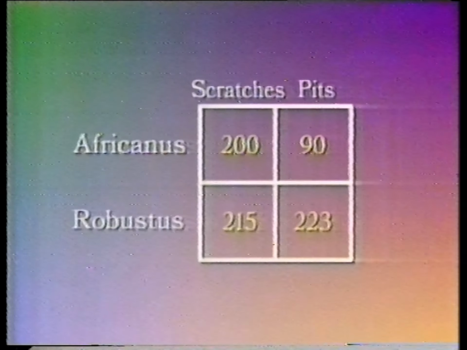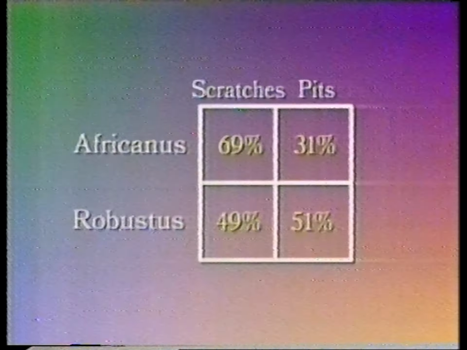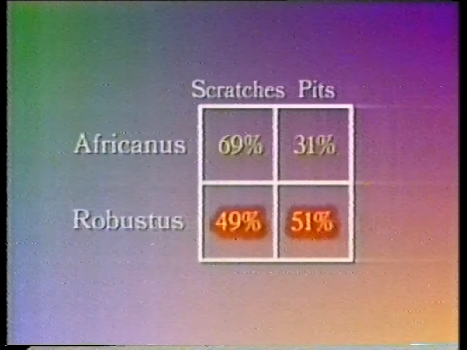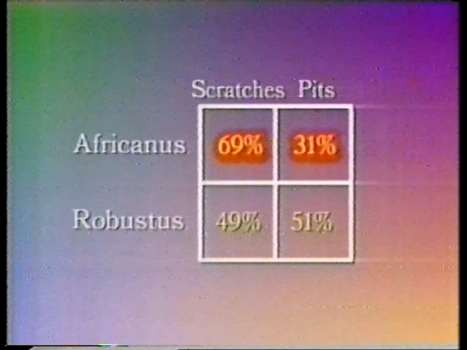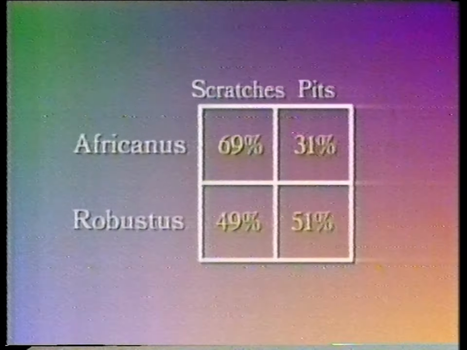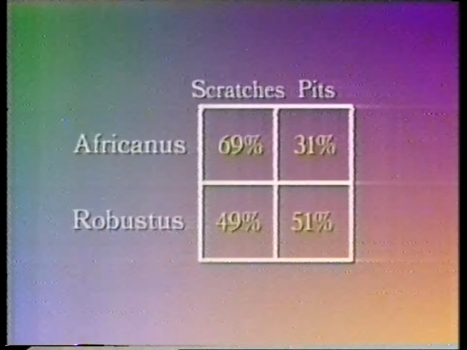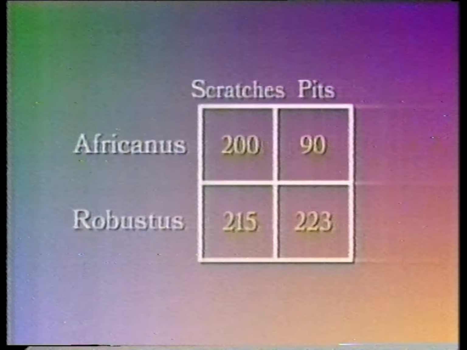To see how the species differ, let's convert the counts to percents for each species. In this case, the proportions show that robustus had roughly equal numbers of pits and scratches, while africanus had distinctly more scratches and fewer pits in its teeth. Looking at the percentages gives us a good overall feel for the data, but for the inference procedures we're about to learn, we need to work with the frequency counts.